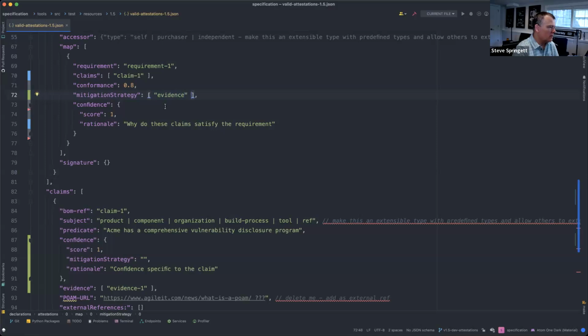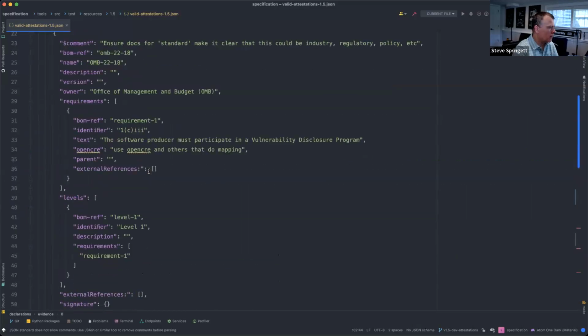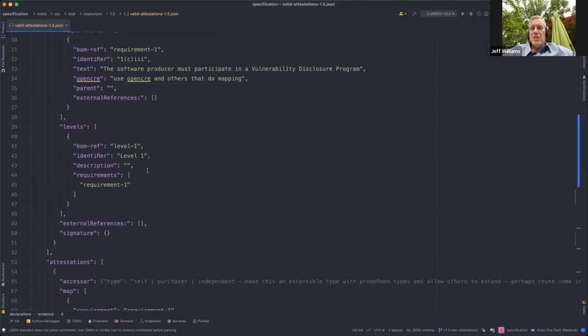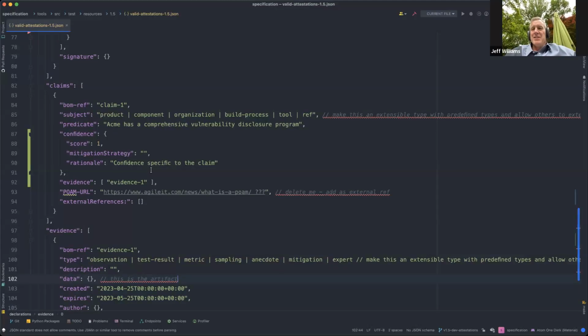Right, because the evidence actually has a data block, so you theoretically could put that in there, right? It even says mitigation in the list of evidence. I noticed there's the fifth one in. Almost like you thought about this before, Jeff.